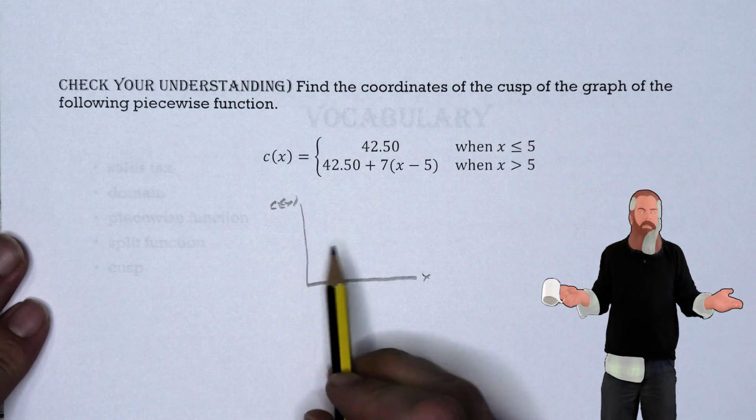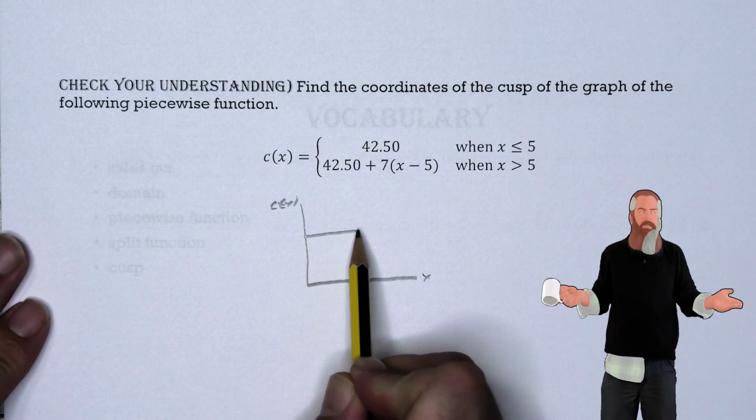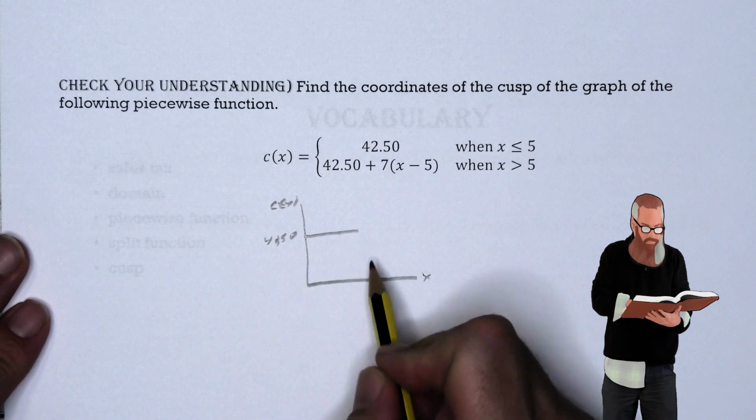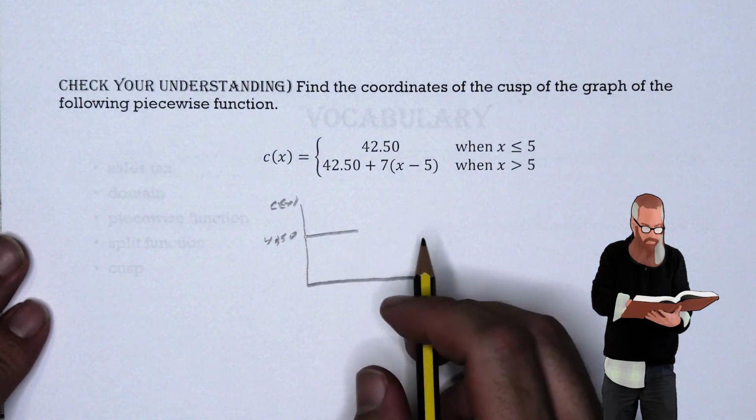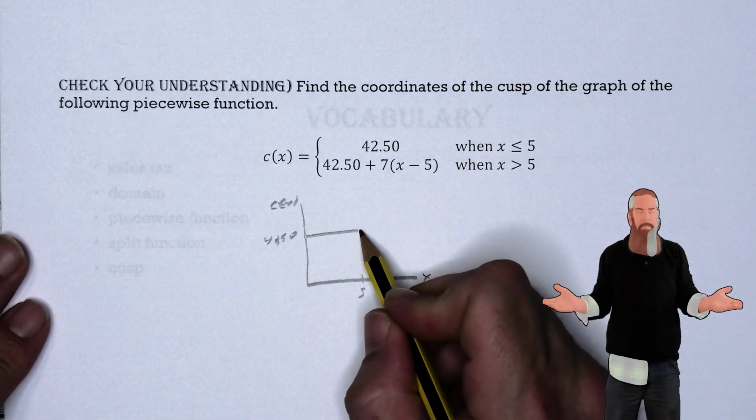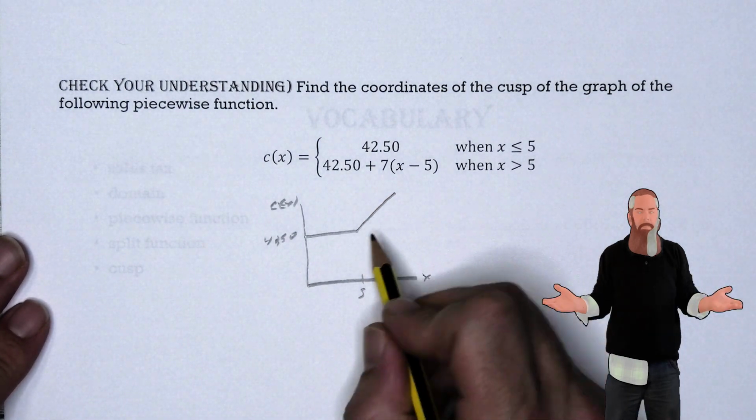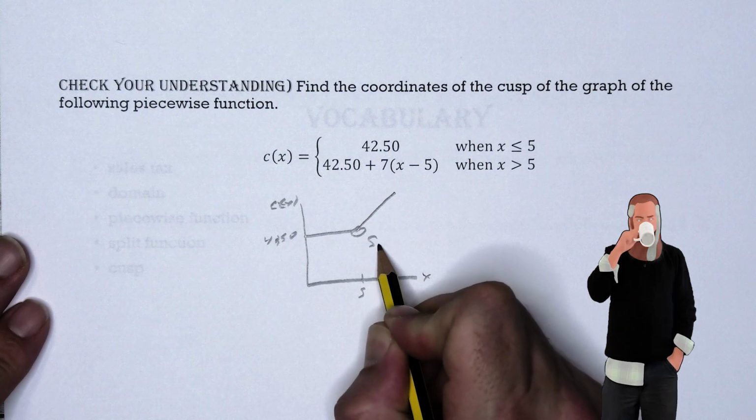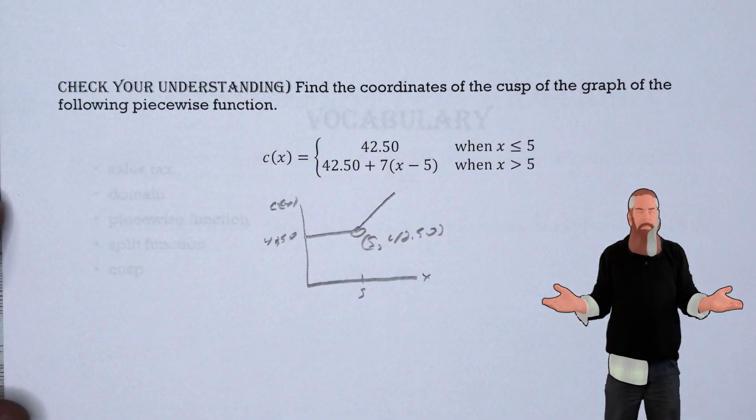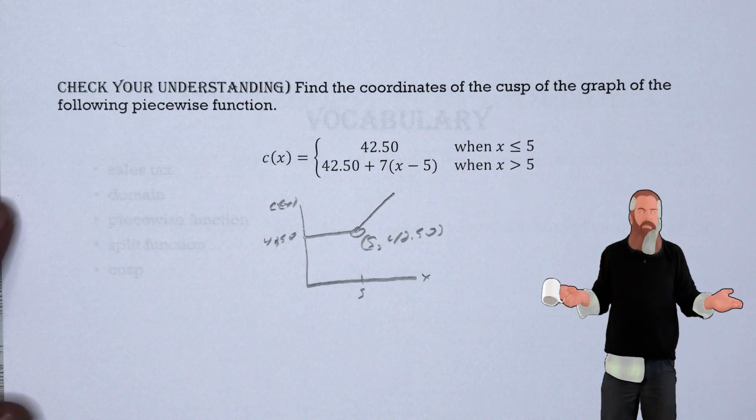So we know on this graph, we're going to have a horizontal line at 42.50 as the y value. This is going to stay all the way until we reach 5. And at 5, that's when things will change and it'll start to have an upward slope. This point is located at 5, 42.50. So the cusp is at 5, 42.50.